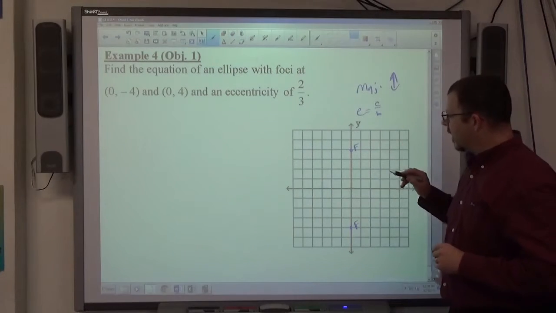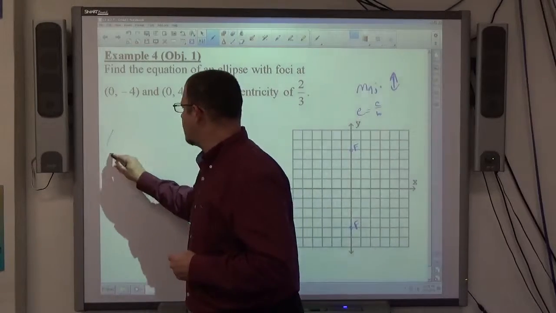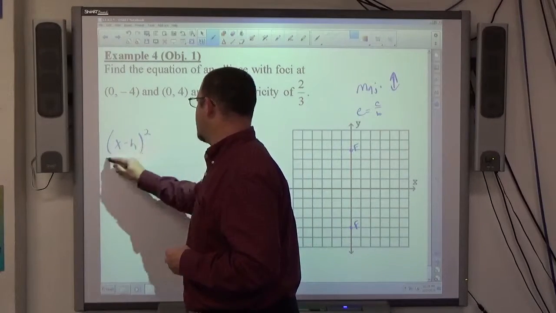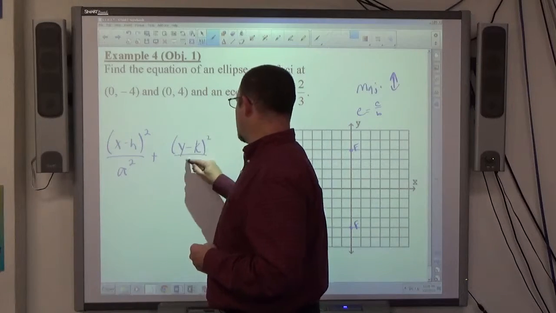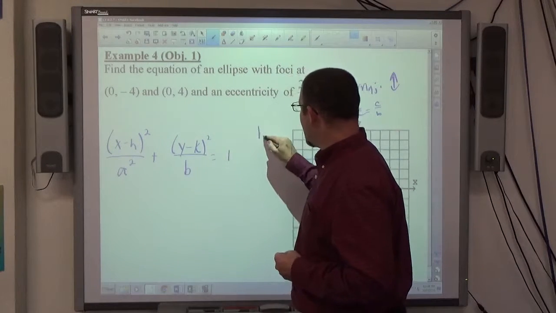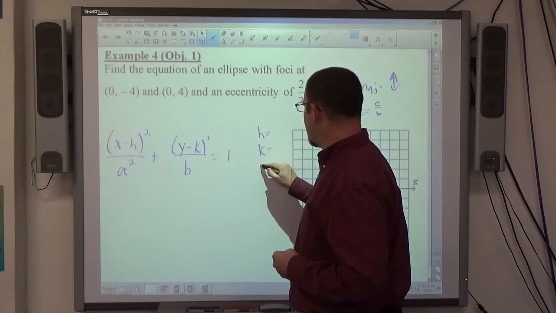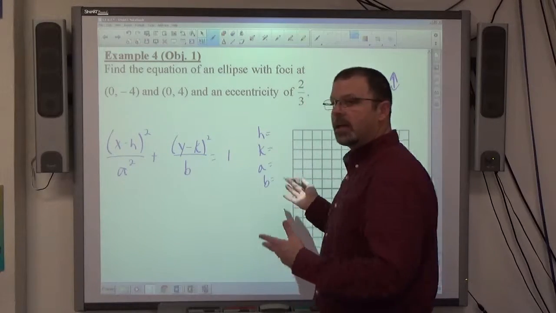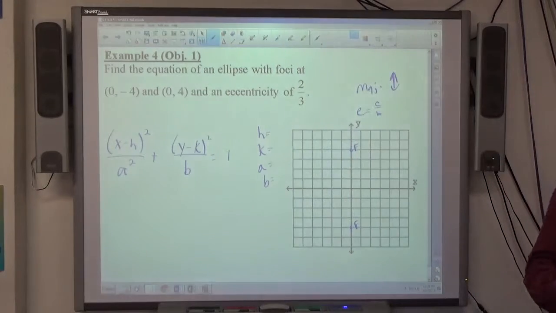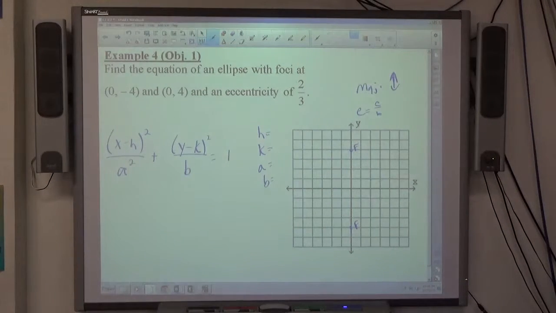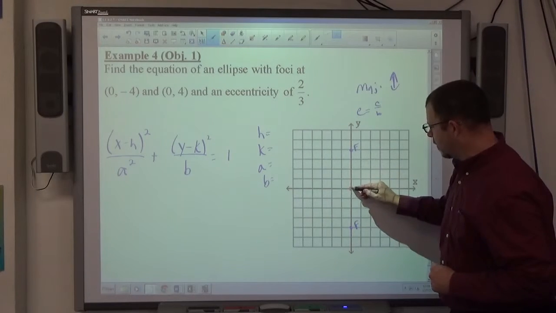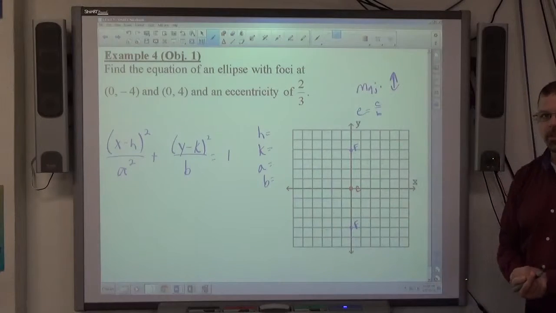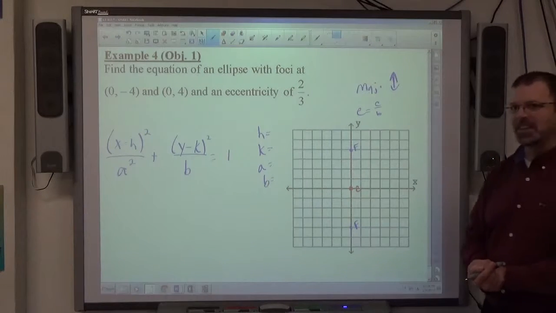The other thing I can figure out here, again, I've got my standard form, (x minus h) squared over a squared plus (y minus k) squared over b squared equals 1. That's what it looks like every time. My goal is to find h and k and a and b. Until I have all that information, I don't have enough information, right? So, first off, what is the center? (0, 0). Very good. Center is halfway between the focal points, which would be right here at (0, 0). Okay, just using basic midpoint formula technique.